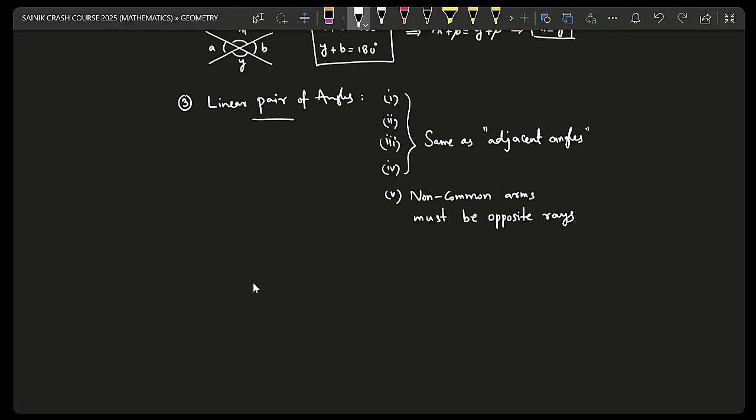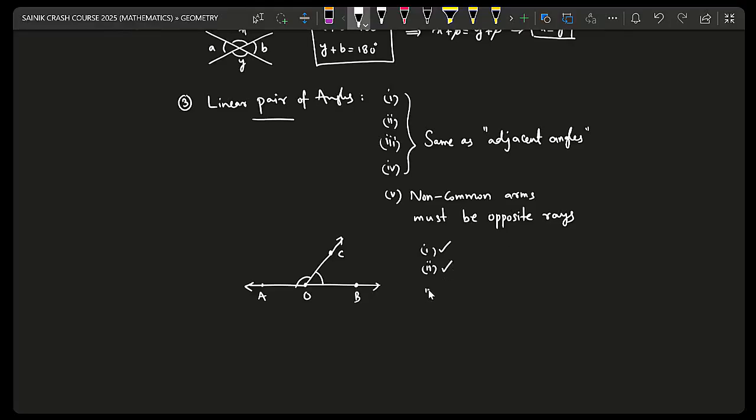Okay, let us say there is a ray here. This is the initial point. Let us say this is O, and let us say this is A, and there is one more ray here. Let us say this point is B, and there is one more ray here. Let us say this point is C. I want to check whether AOC and COB are a linear pair or not. Okay, first condition. I'm not writing the four conditions again because they are the same as the conditions for adjacent angles. First condition, coplanar. Yes, they are coplanar because they belong to the same plane. Second condition, they have a common vertex. Yes, they have a common vertex, that is O.